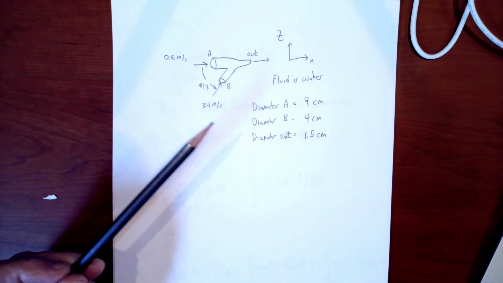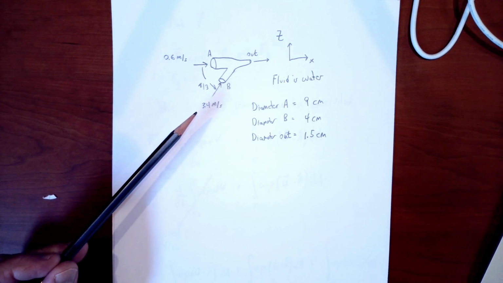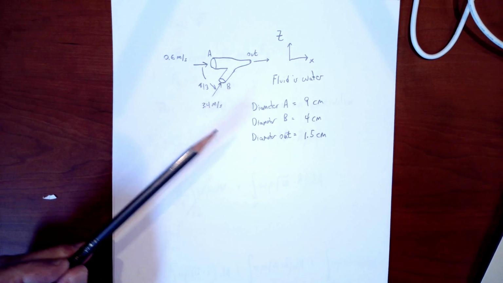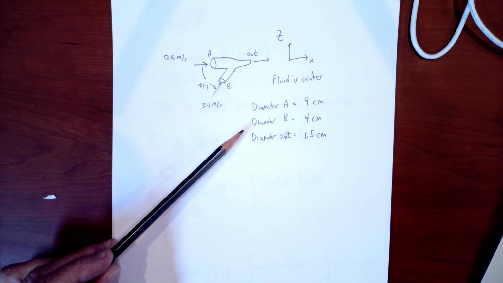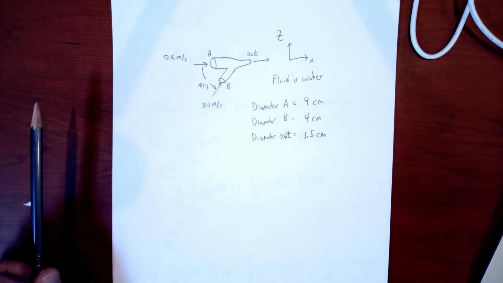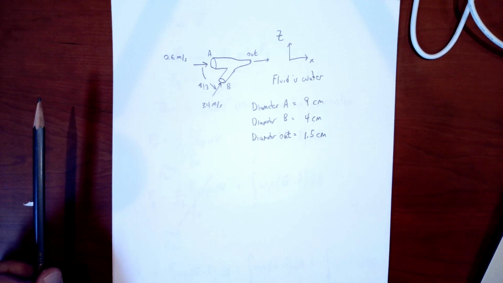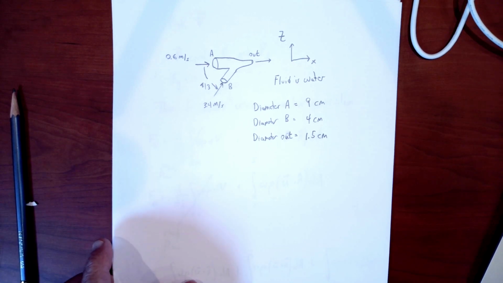So the question was, how do we find the force to hold that nozzle in place? And that's what we're going to do. We have the diameters of all three of the orifices, 2 inlets and 1 outlet. And the water is flowing steadily through this nozzle, as it typically would. So what do we do? How do we solve such a problem?